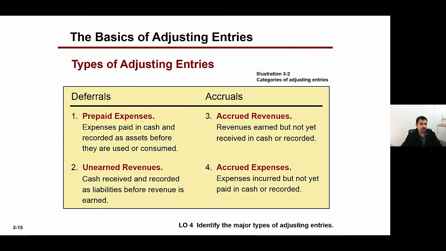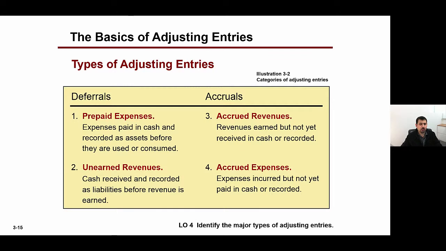There are two main types of adjusting entries. We have the deferrals and the accruals. Deferrals include prepaid expenses and unearned revenues, whereas accruals include accrued revenues and accrued expenses. Accruals, as the name suggests, are an accumulation of revenues or expenses that have not been recorded or recognized yet. Whereas with prepaid expenses, this is when we pay expenses in advance.